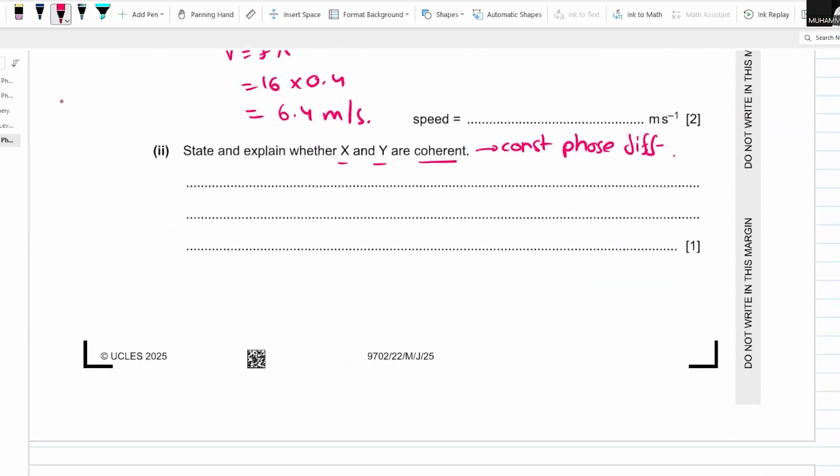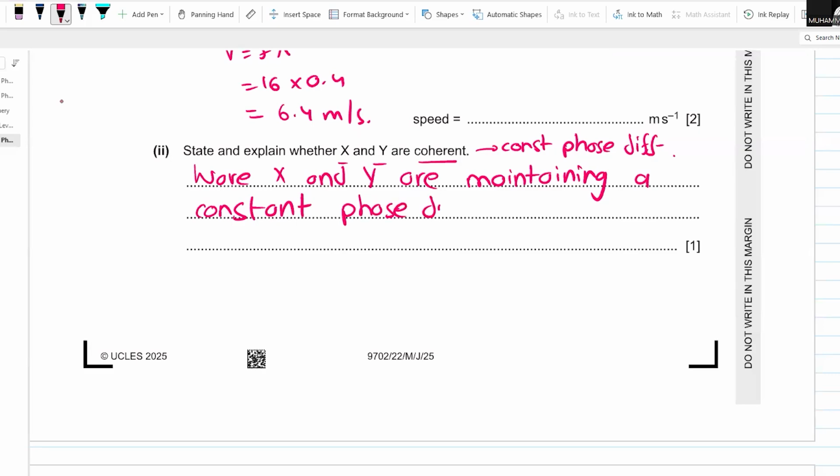You can say wave x and y are maintaining a constant phase difference of 180 degrees. Simple, nothing complicated here.